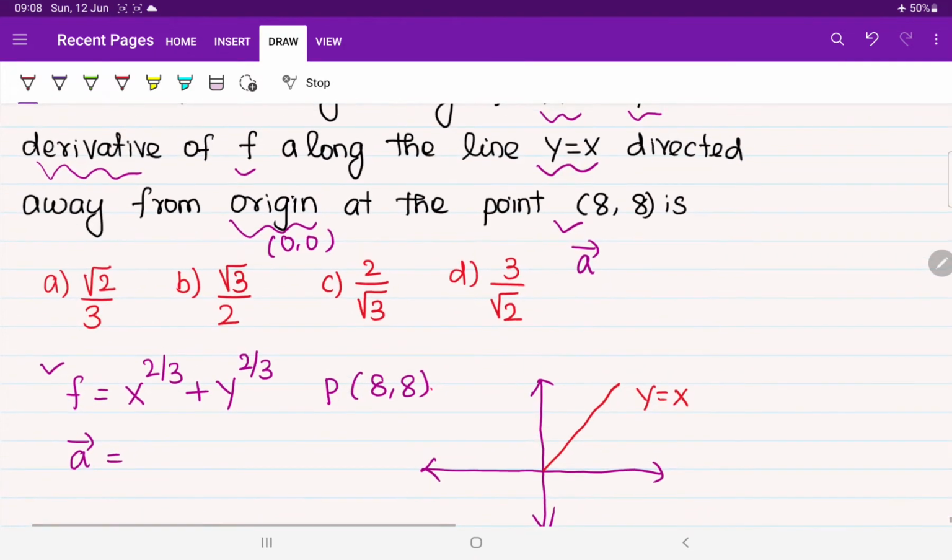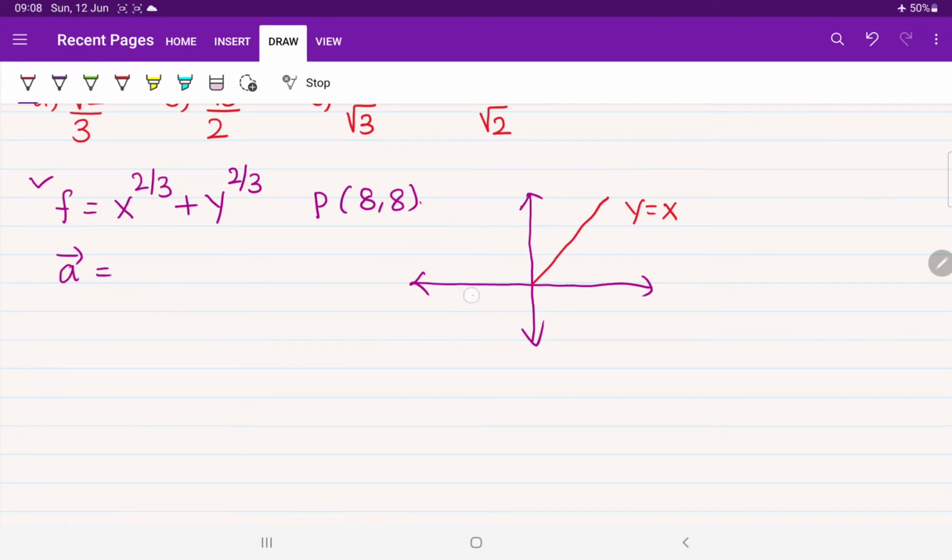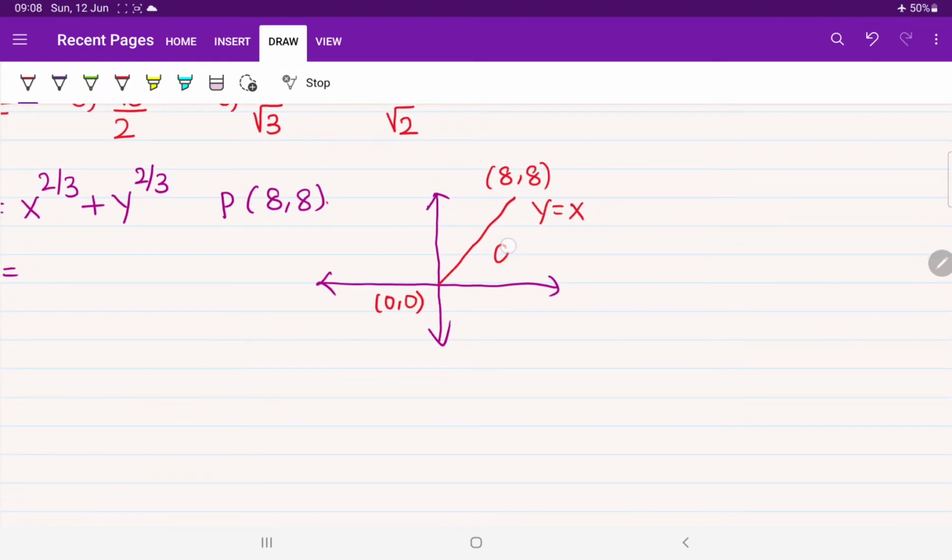So they are defining that the derivative of function f along y equal to x is directed away. We need the direction only. Directed away from 0 comma 0. The points have been specified as 0 comma 0 to 8 comma 8. That is what they are telling here. Directed away means they are talking about a vector only. Usually a vector can be defined as directed away from 0 to 8. First point is 8 into i vector, second point is 8 into j vector. Here also first point is 0 into i vector, second point is 0 into k vector.